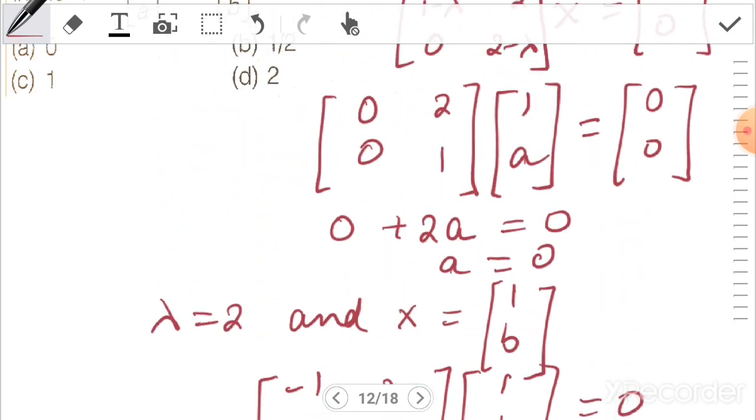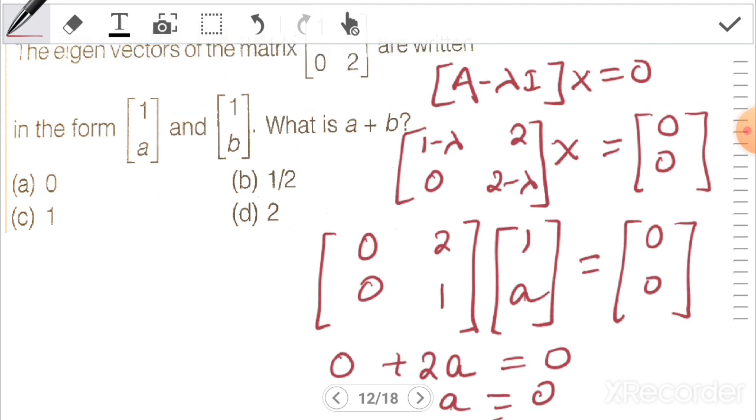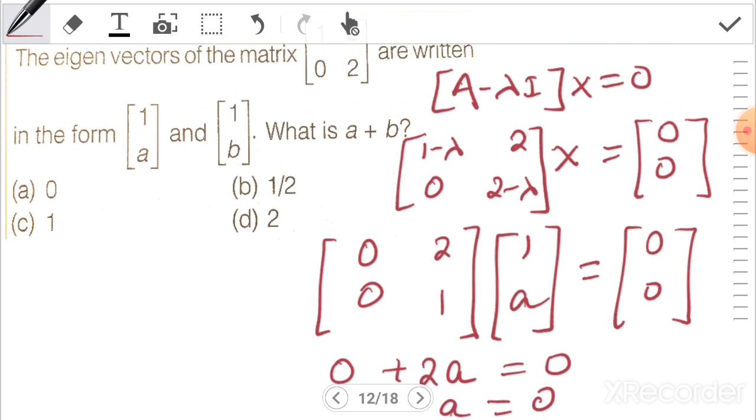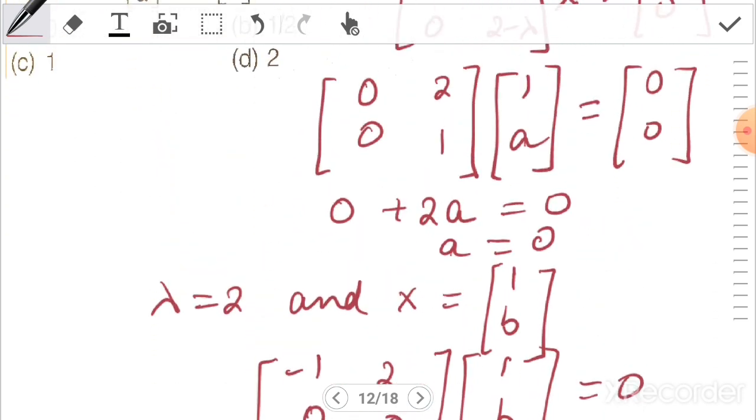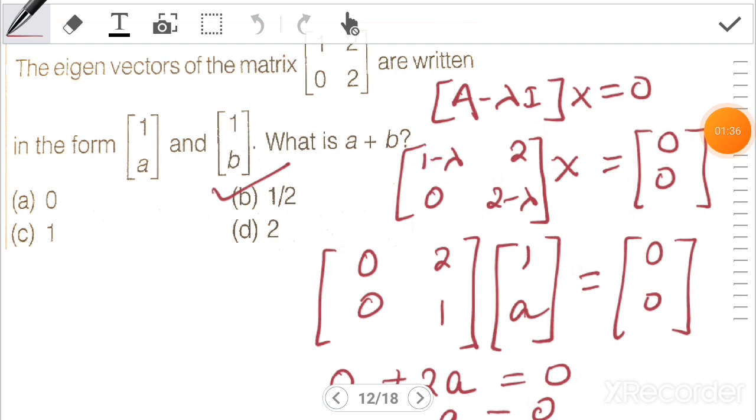And we have to find A plus B. A is 0, B is 1 by 2. So A plus B is equal to 1 by 2. So B is the answer. Okay, let us see the next question.